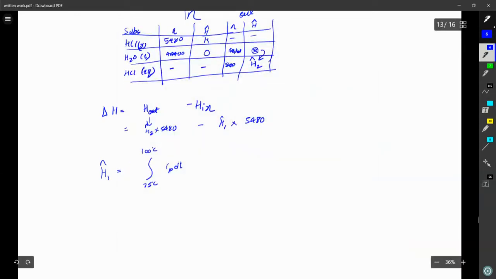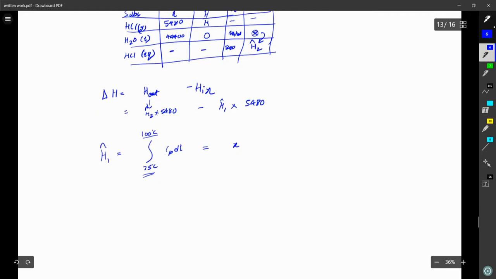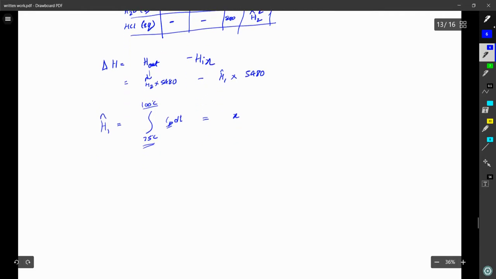So let's resume. We were heating HCl from 25 degrees to 100 degrees. So with the integral of CP dT, you'll get some value, some X, if the CP value is given. Now the main thing is H2. So what to do with this H2?